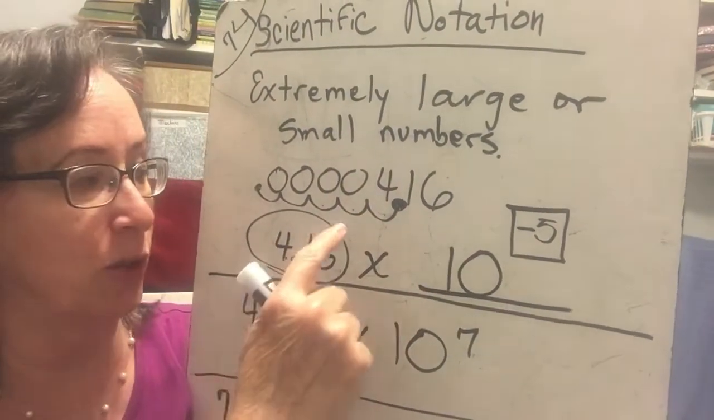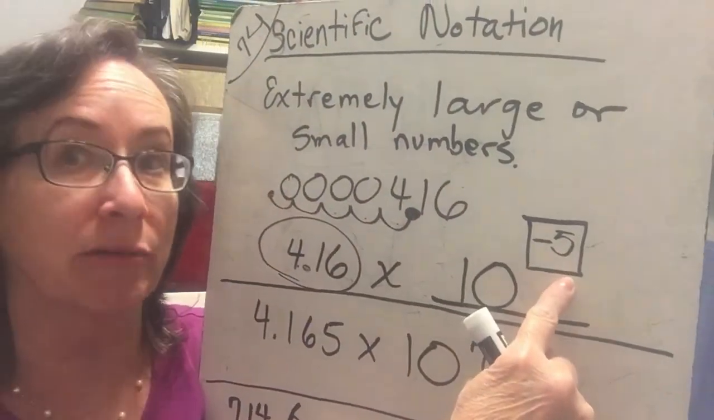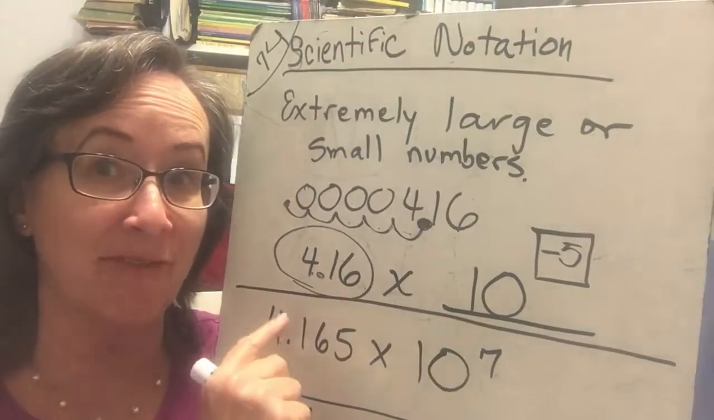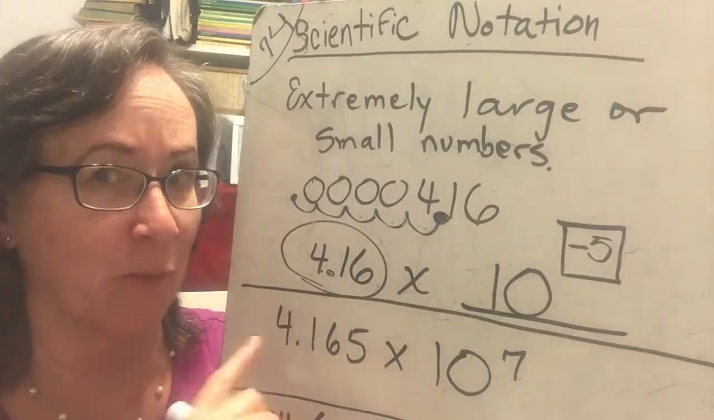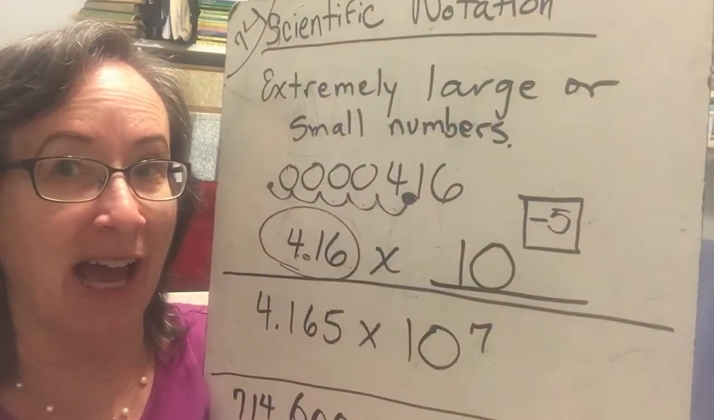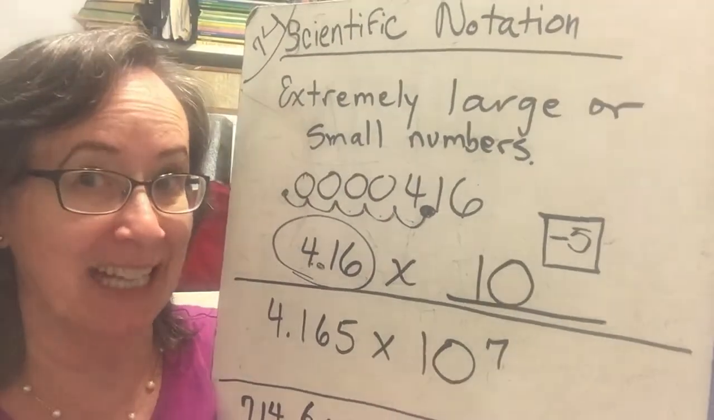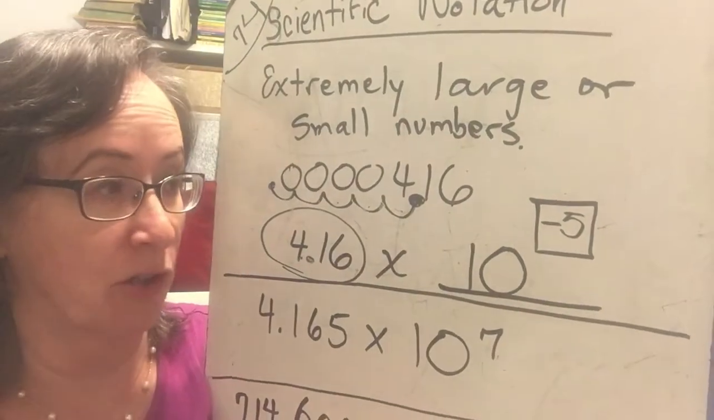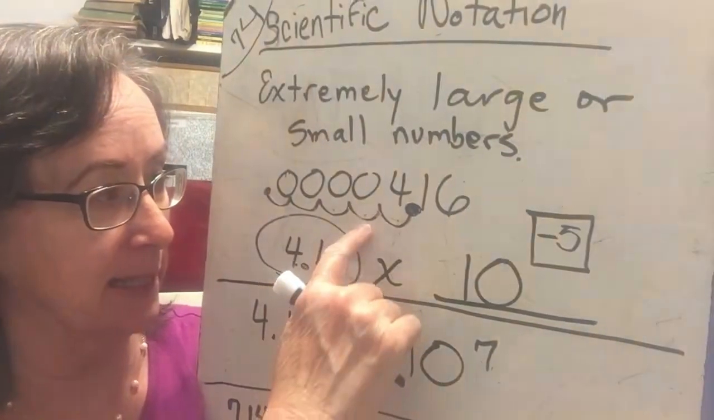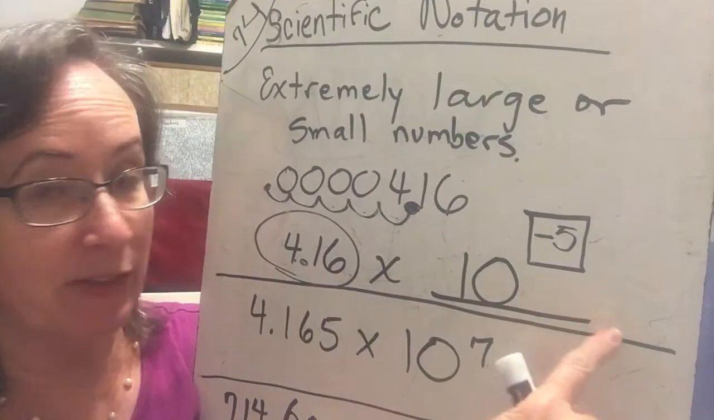And if I'm looking at 4.16, I have to move the true decimal place 1, 2, 3, 4, 5 places to the left to get it back to where it really should be. Okay, so 10 to the negative 5 is really 1 divided by 10 to the 5. So you can see how that would be a very small number, as this is a very small number. Okay, so this is scientific notation.